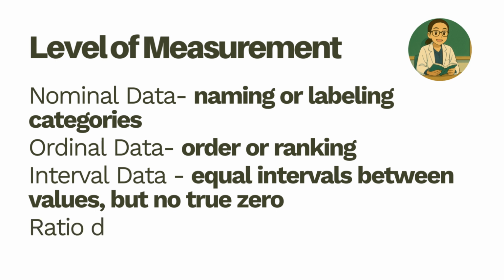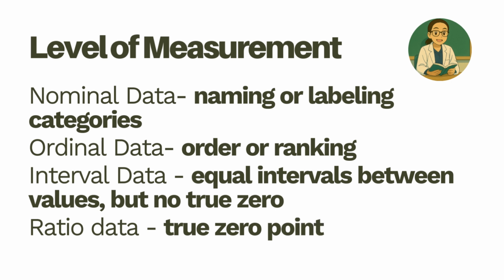Ratio data are similar to interval data but have a true 0 point. Examples include age, weight, height, and number of children. Identifying the correct level of measurement helps researchers select the appropriate statistical tool.